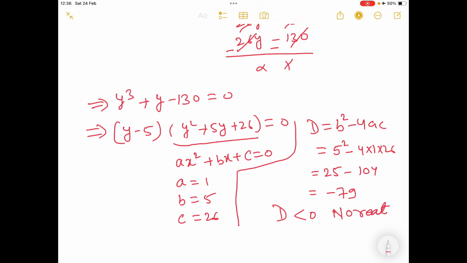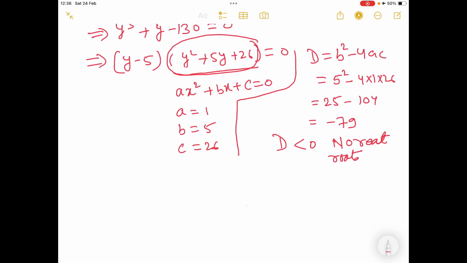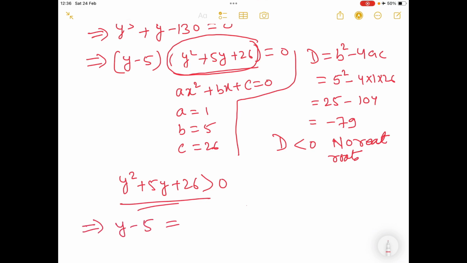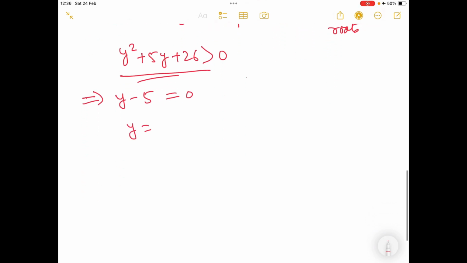No real roots. It means this quadratic expression's value will always be greater than 0. Since it has no real roots, the value of y square plus 5y plus 26 will always be greater than 0. It means y minus 5 will be the only factor equal to 0, and further it can be written as y is equal to 5. We have assumed y as 2 to the power x.